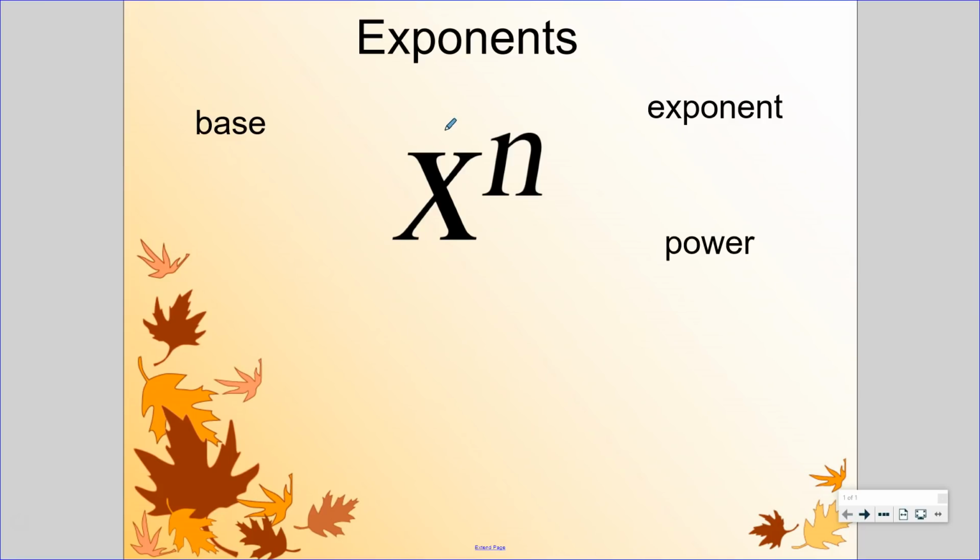So exponents are always in a form of a variable, and then you have a number over here. So this x could be a variable. It could be x, it could be y, it could be z, or it could be just a number itself. And there are a couple of things that we need to know.